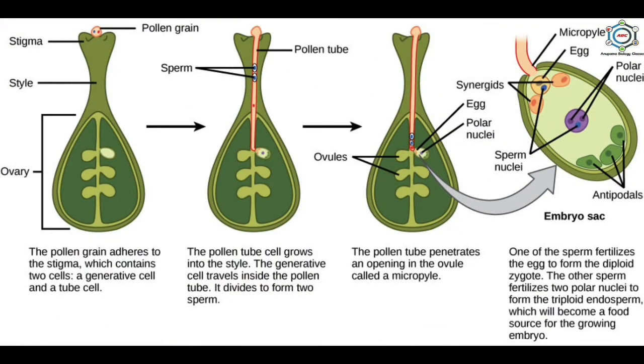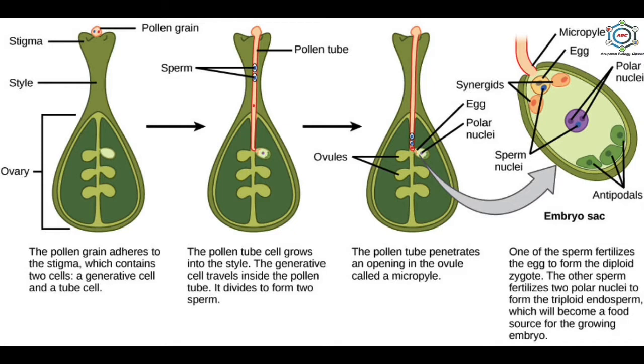Now after this, you can see here the complete process of fertilization. At first, the pollen grain adheres to the stigma, and it contains 2 cells, a generative cell and a tube cell. Then the pollen tube cell grows into the style. The generative cell travels inside the pollen tube and divides to form two sperms, that means two male gametes.